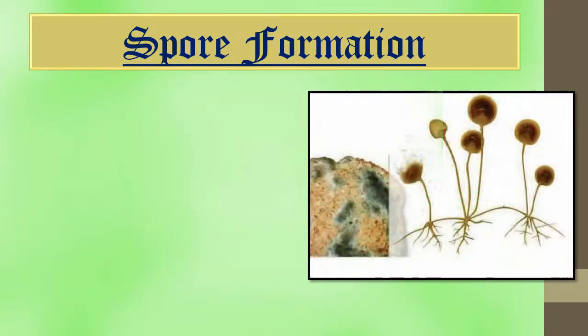Now the last type is spore formation. Let's see. Students, if we keep a bread or a bhakri like this for a few days, then due to moisture it becomes rotten, and a greenish layer appears on the surface of the bhakri, chapati or bread. This greenish layer is nothing but fungus growing on the bread.